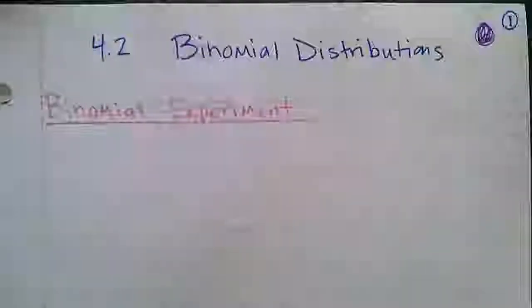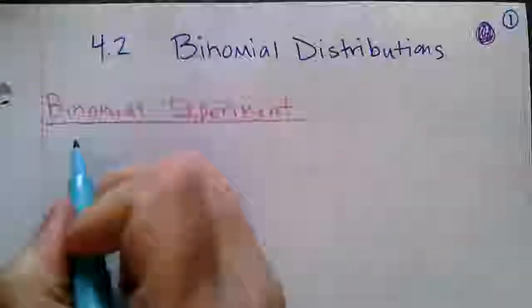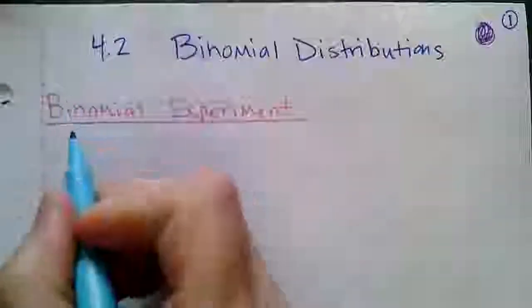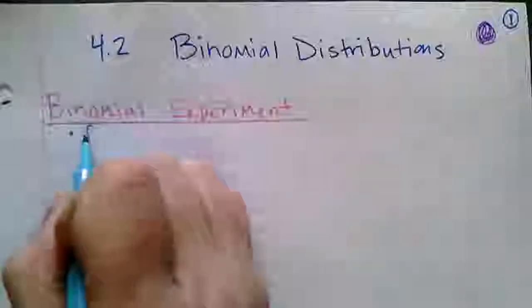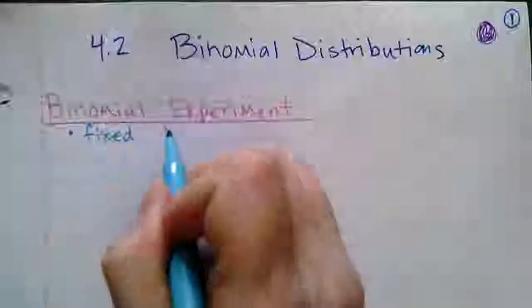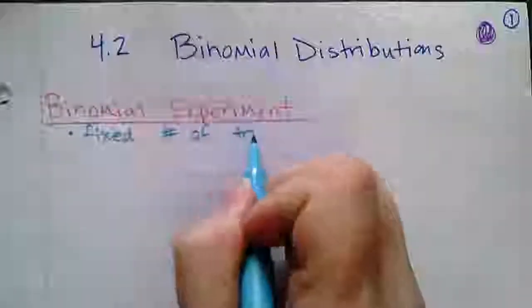Section 4.2 is going to be about binomial distributions. So we have to start out by talking about what a binomial experiment is. There are many requirements in order for an experiment to be considered binomial. First, there has to be a fixed number of trials.